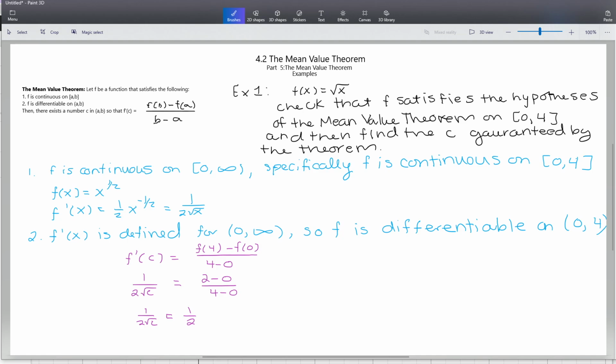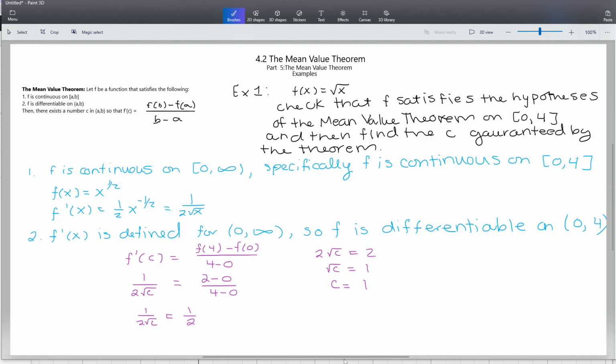I'm going to go ahead and cross multiply here. So I get 2 square root of c equals 2. Divide both sides by 2, and I get square root of c equals 1. So c is going to be 1.